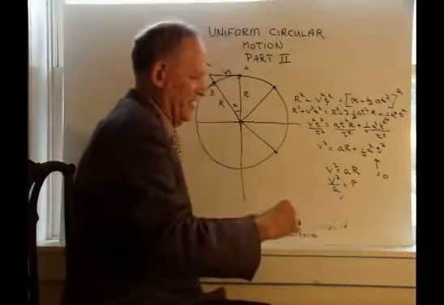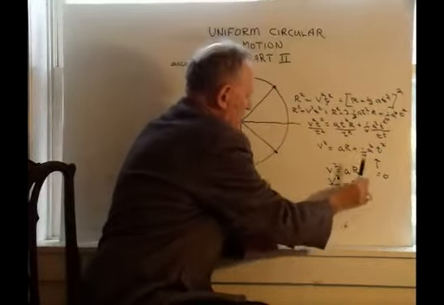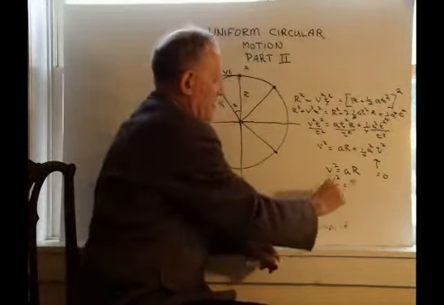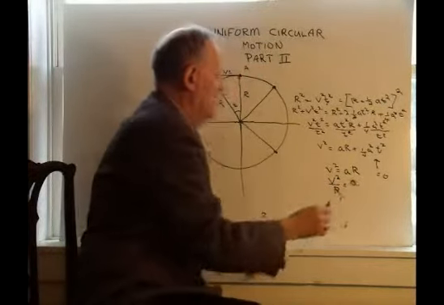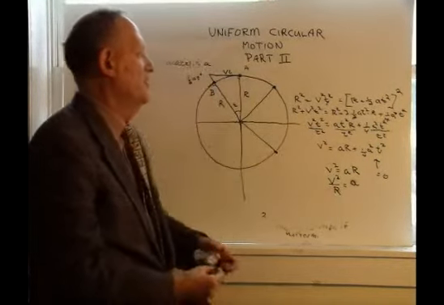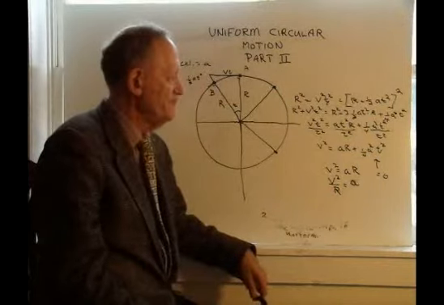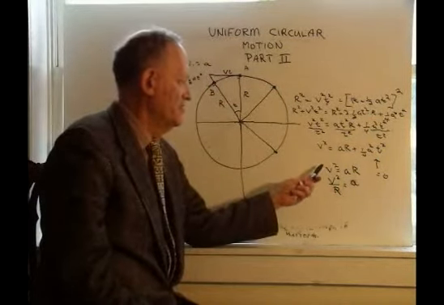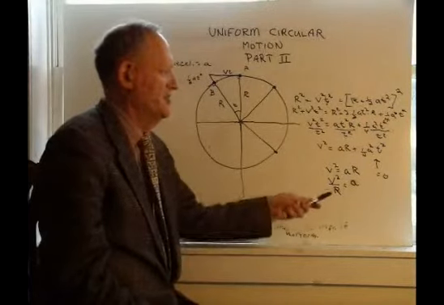Oops, my mistake. That's not what I wanted to say. I wanted to bring the r down here. V squared over r is equal to a. So here we have a quantitative expression for the acceleration in terms of the velocity, or you might say this in terms of the speed of the body, and in terms of the radius of the circle.